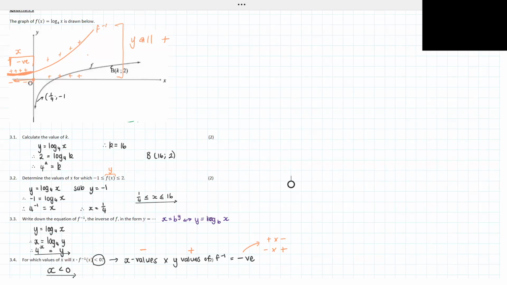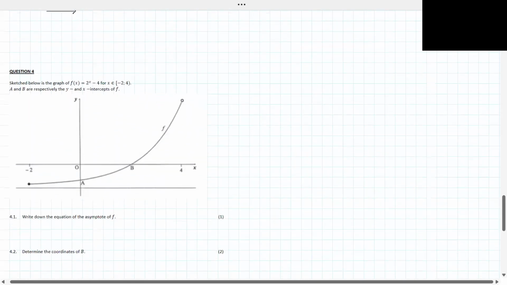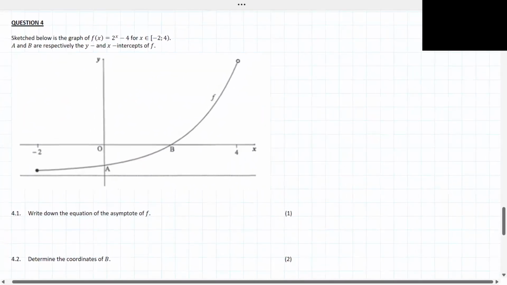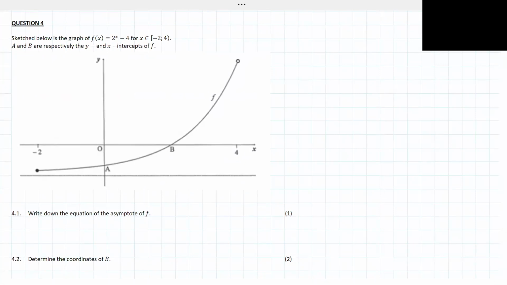Alrighty, let's have a look at question 4. Like I said, we probably won't get through all of it, but it's fine. We can carry on Wednesday if need be. So question 4, this was from last year's November paper, last year's final paper 1. So this is what the matrics of last year wrote, and this was their inverse functions question. The sketch below is the graph of f of x equals 2 to the power x minus 4 for the interval of x element of negative 2 to 4.